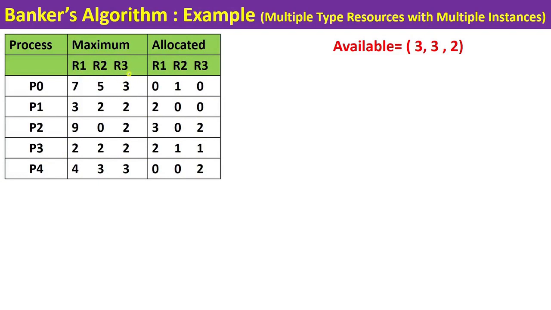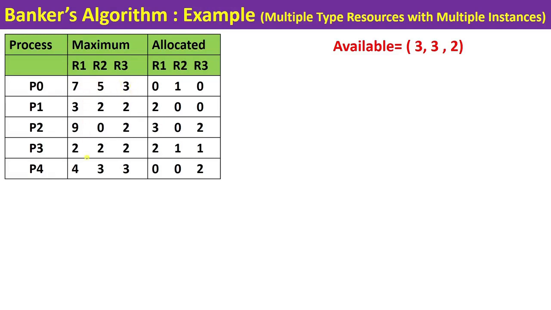We have 3 types of resources. Okay, so we can say R1 is like a printer, R2 is like a CD-ROM, and R3 is depicting my tape drive. Each process is asking for a certain number of resources of each type. P0 is asking for 7 printers, 5 CD-ROMs, and 3 tape drives.